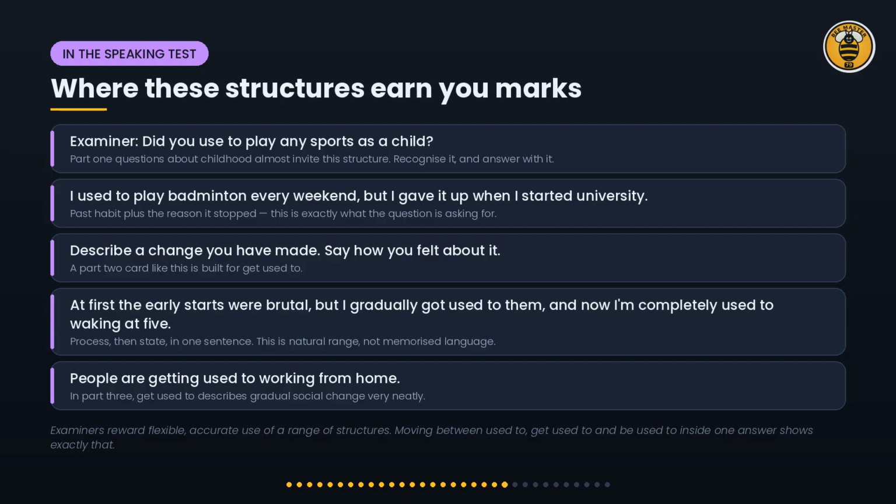And in part 3, get used to describes gradual social change very neatly. People are getting used to working from home. Examiners reward flexible and accurate use of a range of structures, and moving between these 3 inside a single answer shows exactly that.